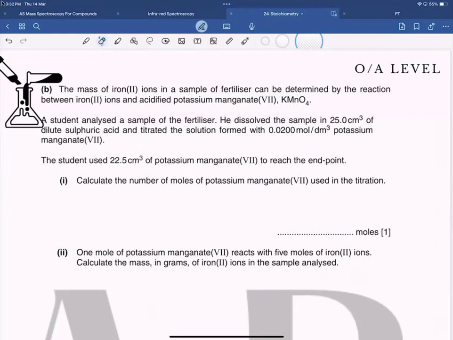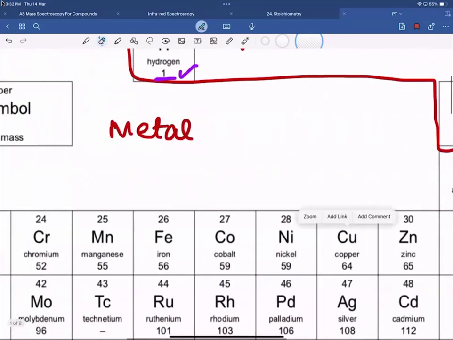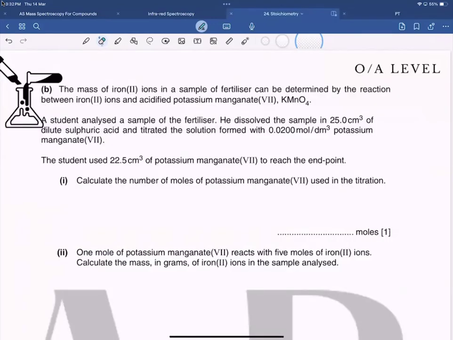Iron, Fe, is 56. Times two, correct, it's 56. No, if it is iron two, it means that it's the Fe two positive ion.